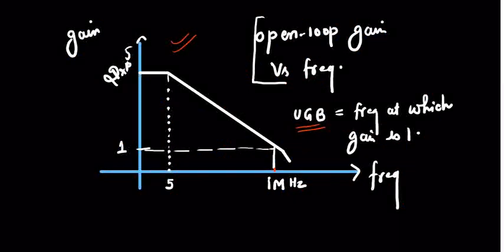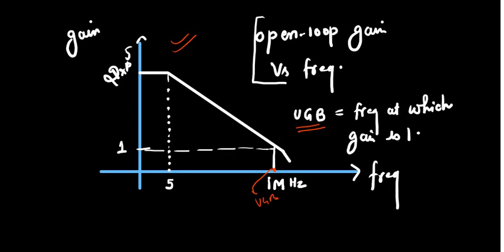So what is your UGB? This is your unity gain bandwidth, when your gain is 1. And you can see that I told you the bandwidth of your open loop gain is very small, 2 pi times 10 to the power 5, right? And it will allow only the, what was the bandwidth? Tell me. The band of frequency over which your gain was constant.